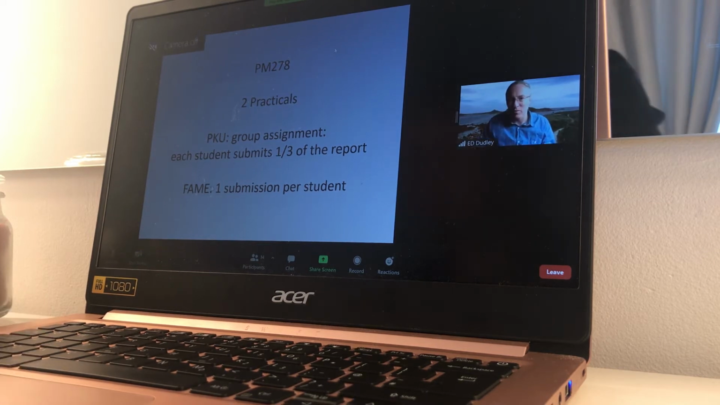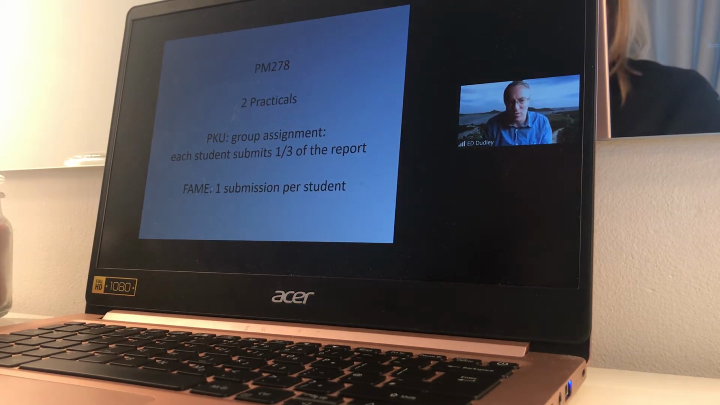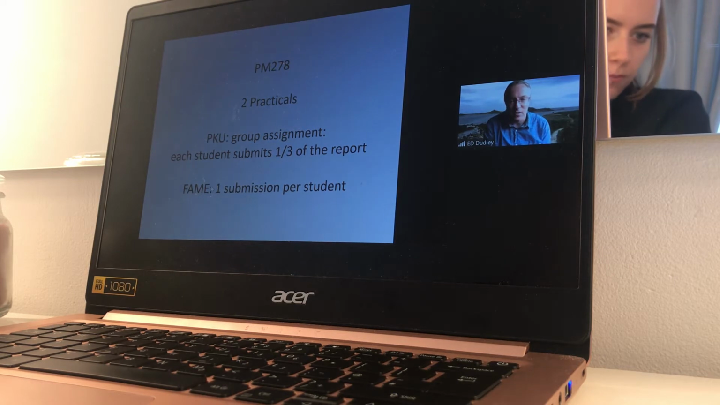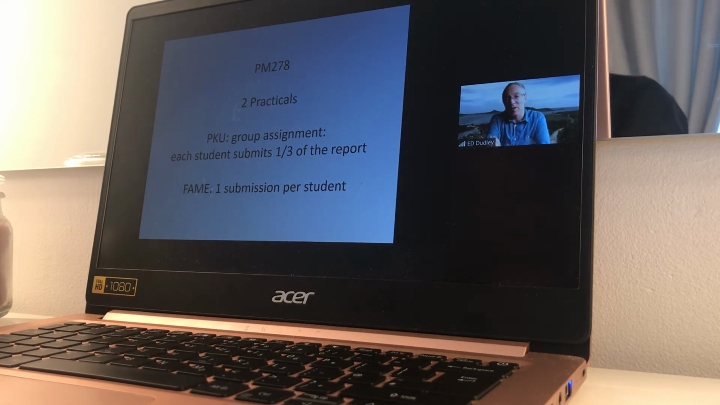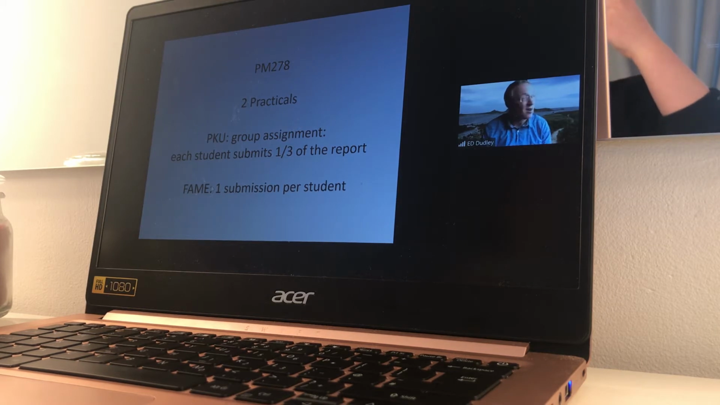The two main practicals for PM278 are effectively one which requires you to do a group assignment. So one is referred to as PKU, or phenylketonuria, and it's a group assignment. But what I'm asking students to do is, I've split the report into 3 different sections, and each student submits their 1/3 of the report individually to turn it in by deadline. We'll come on to what those sections are when we get to them.